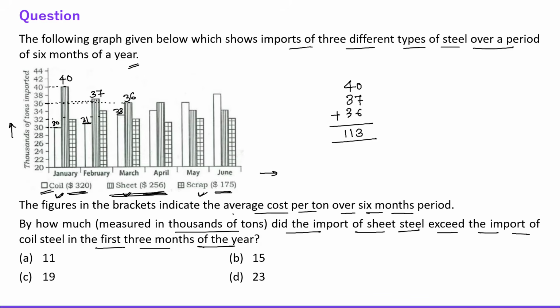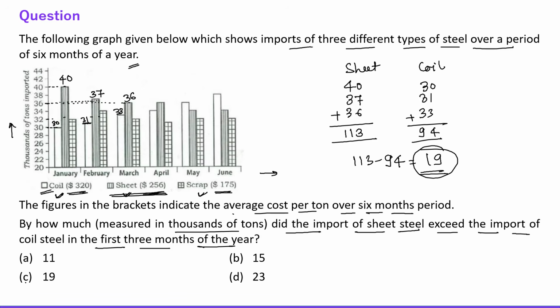So if I talk about the coil, this is sheet and this is coil. So 30, 31 and 33 becomes 94 when we add all these numbers. What is the question? By how much did the import of sheet steel exceed the import of coil steel? So we need to find the difference of these two numbers. So 113 minus 94. So this is 19. The answer is 19. Correct answer is C option.